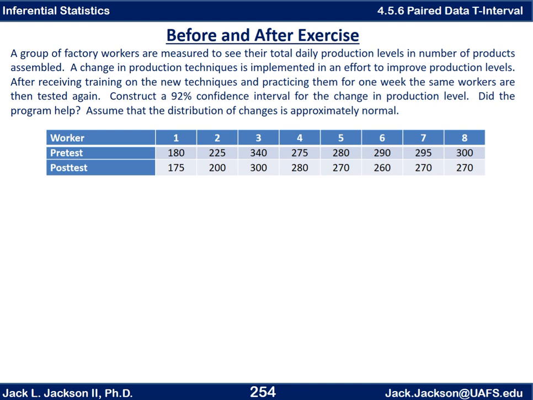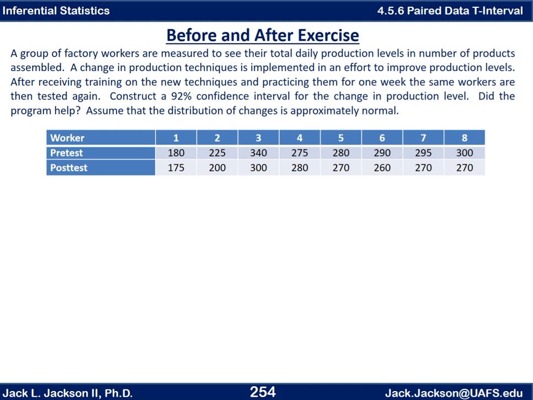So in this example, or this exercise, a group of factory workers are measured to see their total daily production levels and the number of products they can assemble in a day. A change in production techniques is implemented in an effort to improve production levels. After receiving some training on the new techniques and practicing them for 1 week, the same workers are then tested again. Construct a 92% confidence interval for the change in production level.